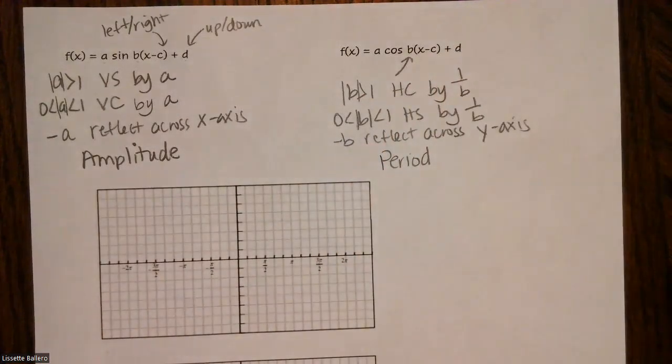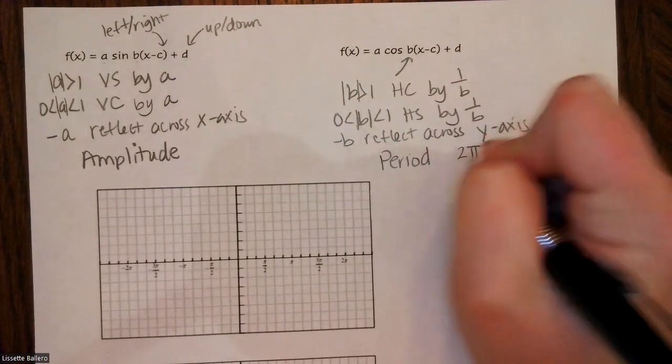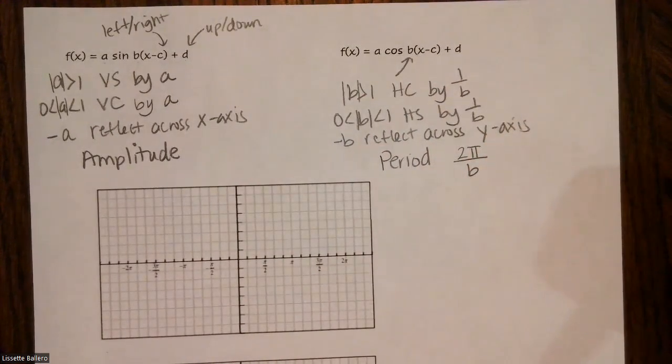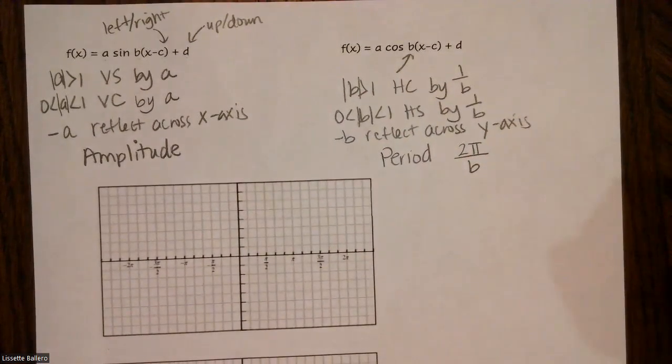Now, since the period for both the cosine and the sine graph is 2 pi, we can say that our new period would be 2 pi over B. So that's going to tell you how many times that cycle happens for both the sine and the cosine.